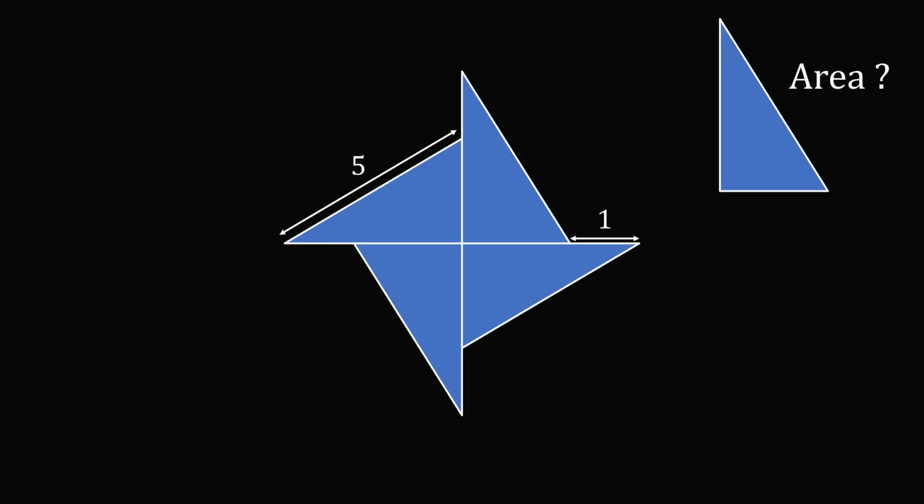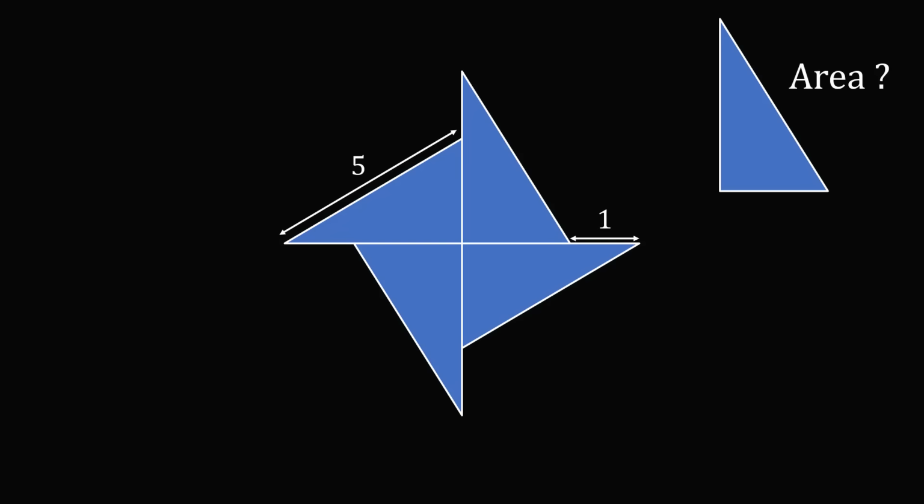Puzzle 4. Here's a fun geometry problem. We have a pinwheel shape made out of 4 right triangles. This distance is equal to 1, and this distance is equal to 5. What is the area of a single triangle? So how can you solve this problem?